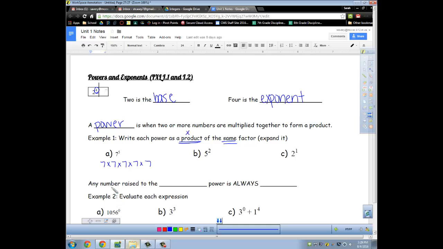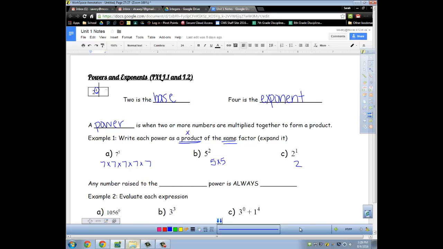So when it says write each power as a product of the same factor, it's kind of like showing your work without getting to the answer part. So it's just writing it all out. So 5 squared would mean 5 times 5. 2 to the first means just 2. That's it.